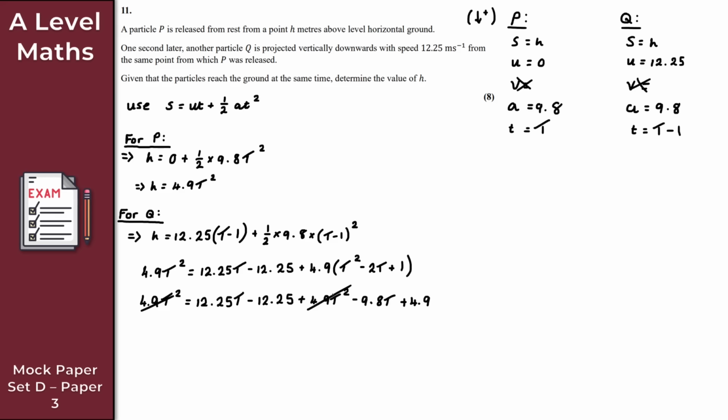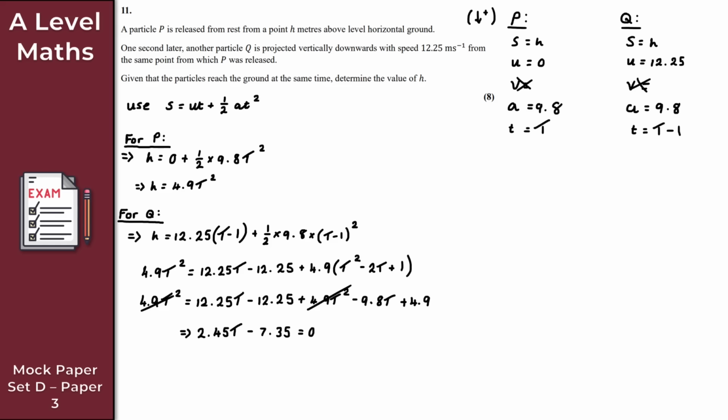What else am I going to get here? So 12.25t minus 9.8t. That's going to be 2.45t. I've got 2.45t. So that's them two dealt with. Minus 12.25 plus 4.9. That gives me minus 7.35. Minus 7.35. And that is equal to 0.